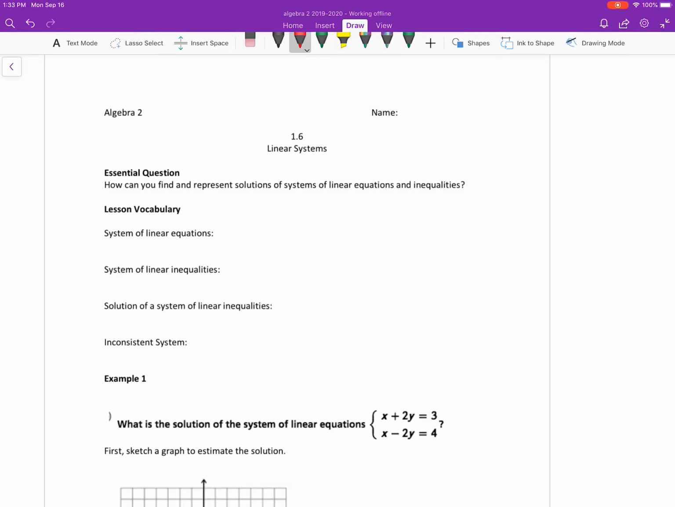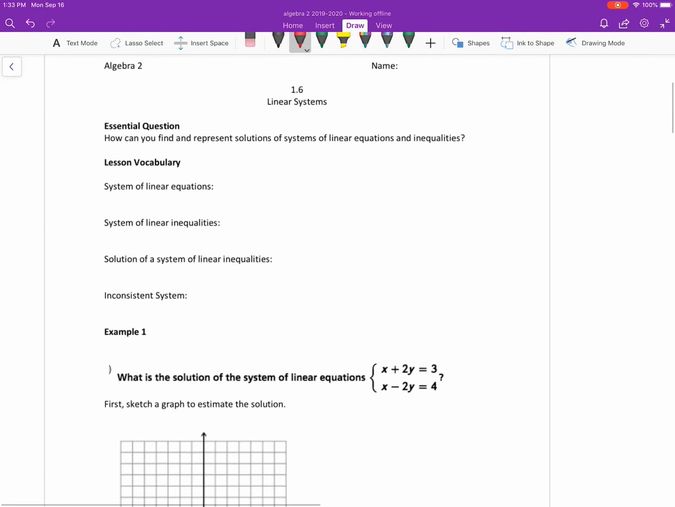Hey guys, today we're going to look at linear systems, and this is the first part of the notes of section 1.6. And the essential question for the day is, how can you find and represent solutions of systems of linear equations and inequalities? And some of the vocabulary is system of linear equations, system of linear inequalities, solutions of a system of linear equalities, and an inconsistent system.